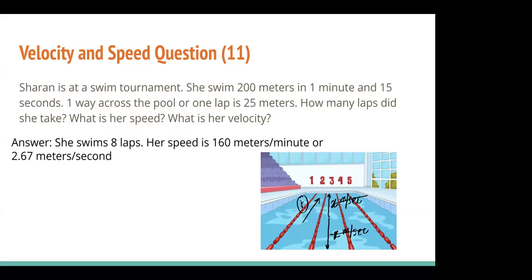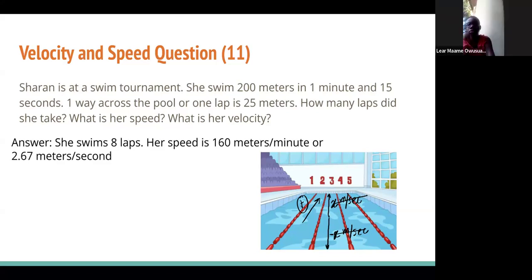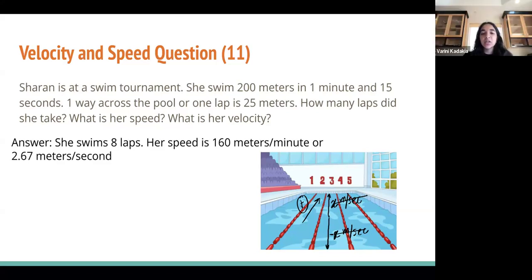So basically, if she was only going forward, her velocity would also be 2.67 meters per second forward. But because she's going forward and backwards, her velocity keeps going positive and negative, so it keeps canceling each other out, so it ends up being 0. That's basically just how it works.